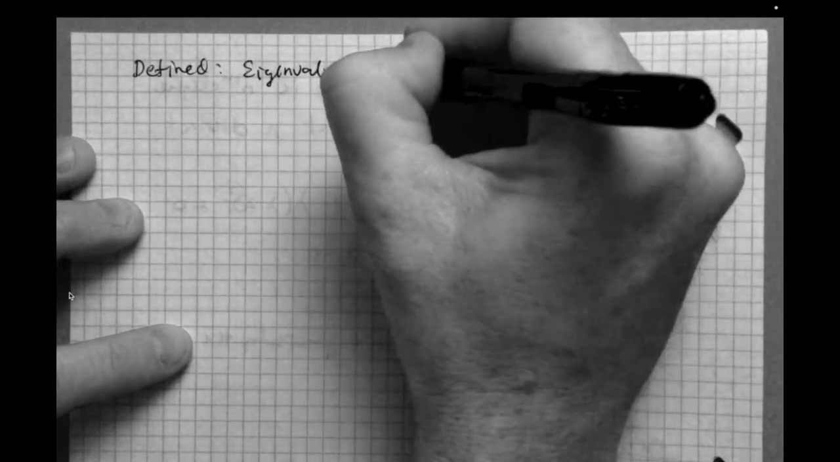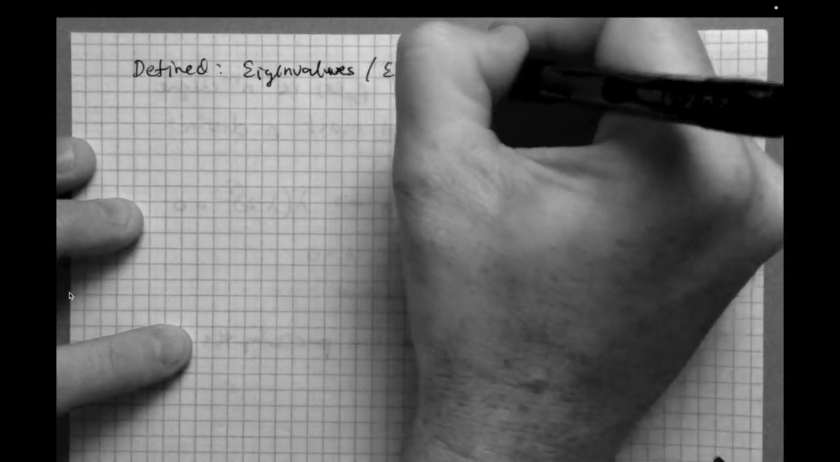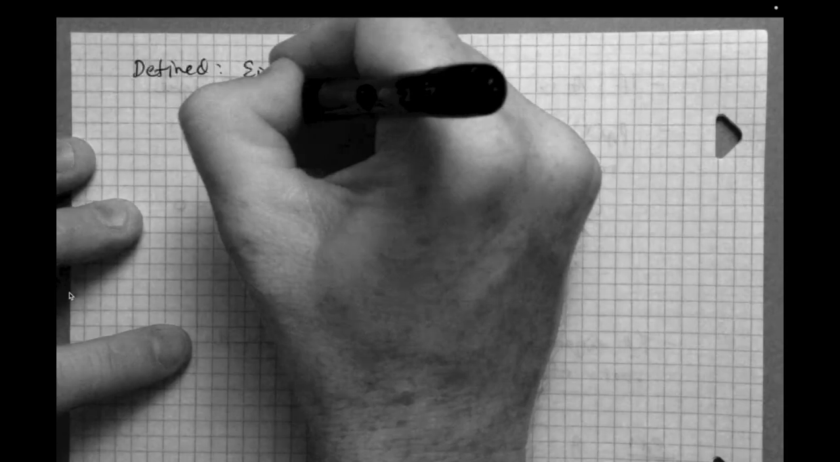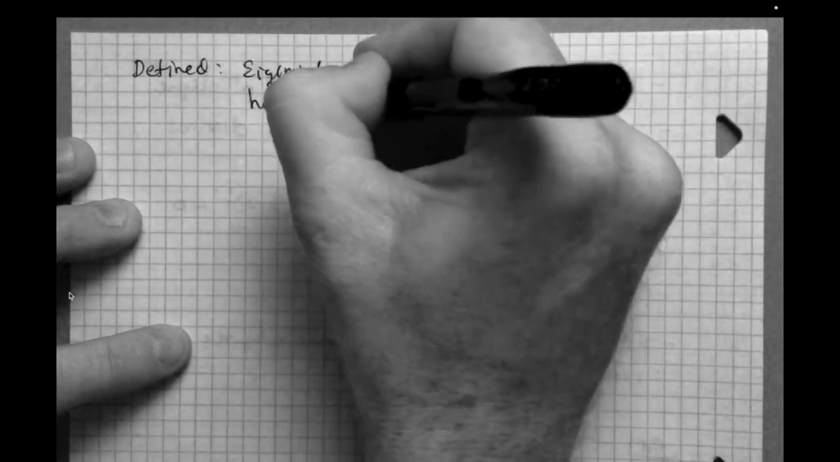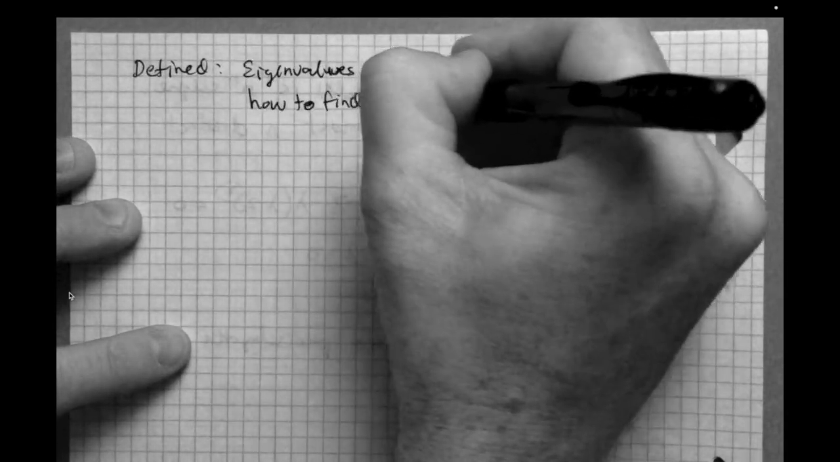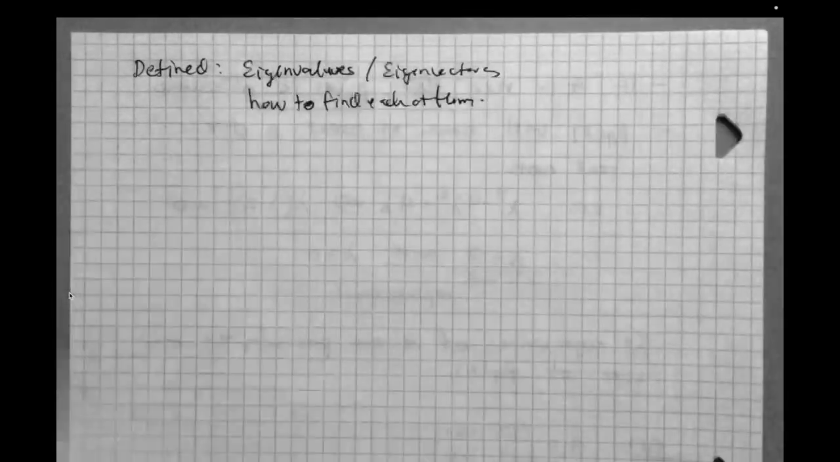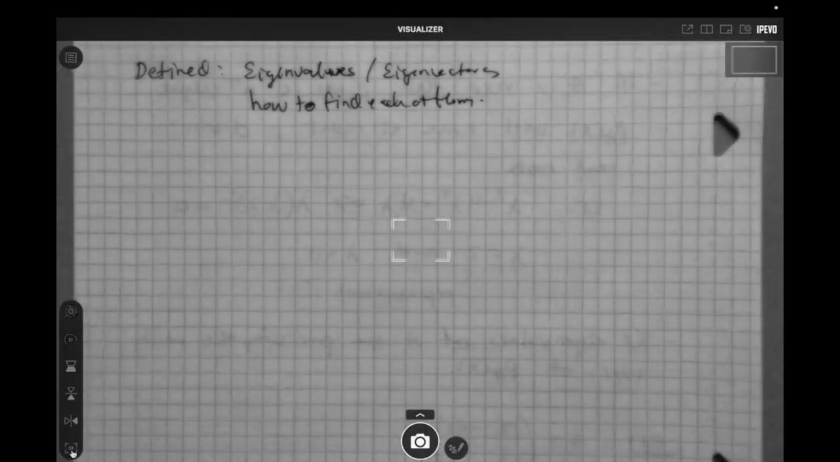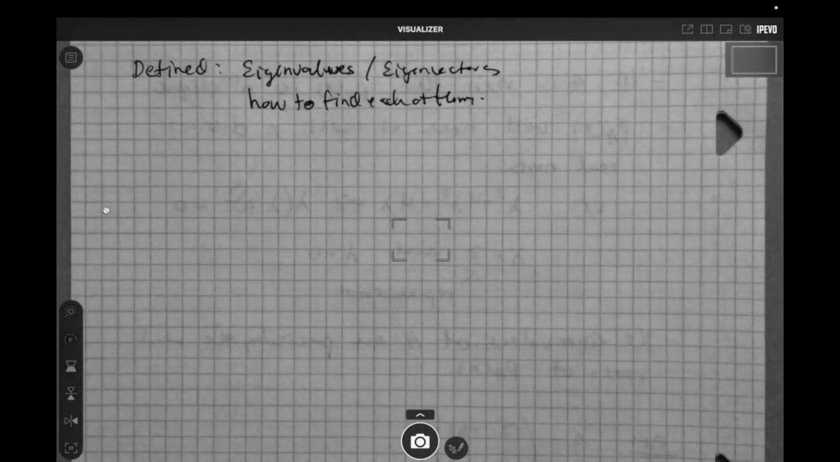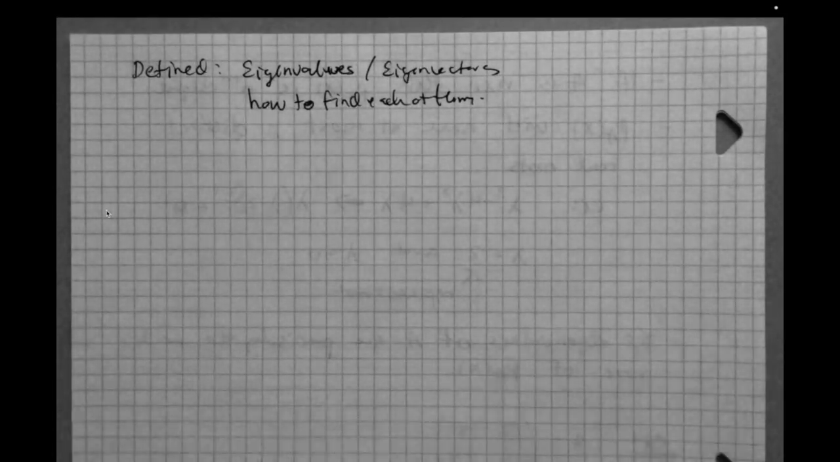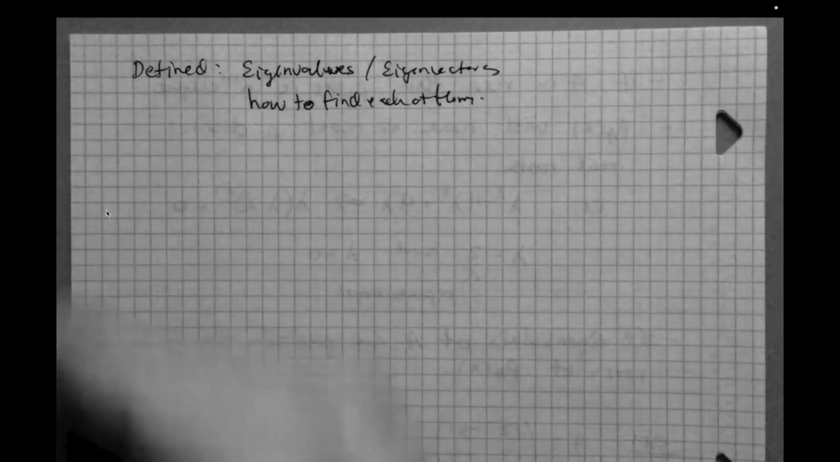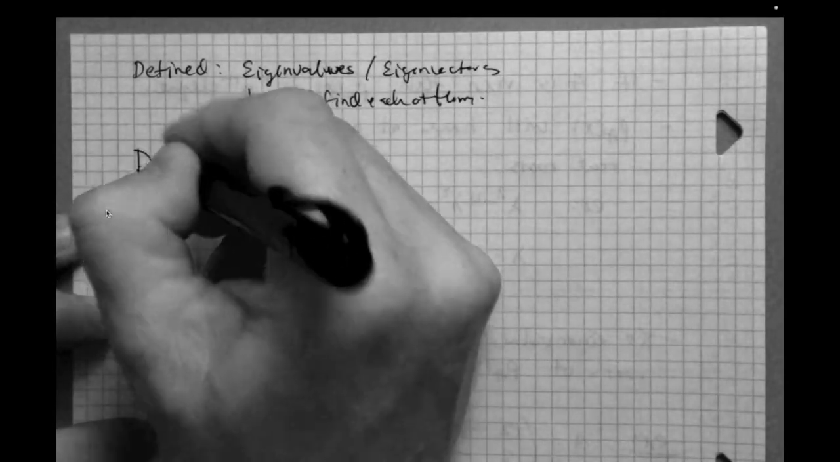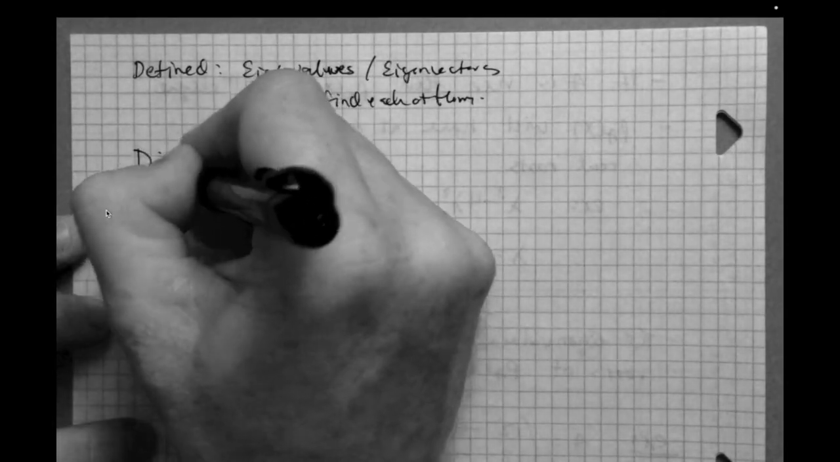We've defined eigenvalues and eigenvectors, and how to find each of them. Okay, so that's what we talked about. That's where we ended part A, right? So it seems like we didn't do too much, but we actually did a ton. Eigenvalues are tricky ideas. And so what we want to do next is move into a discussion of diagonalization.